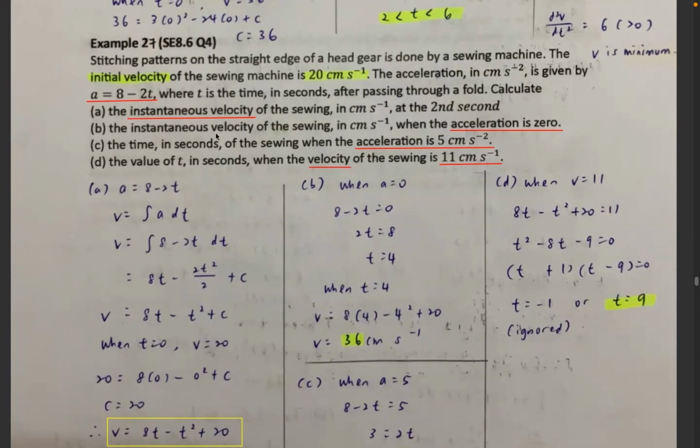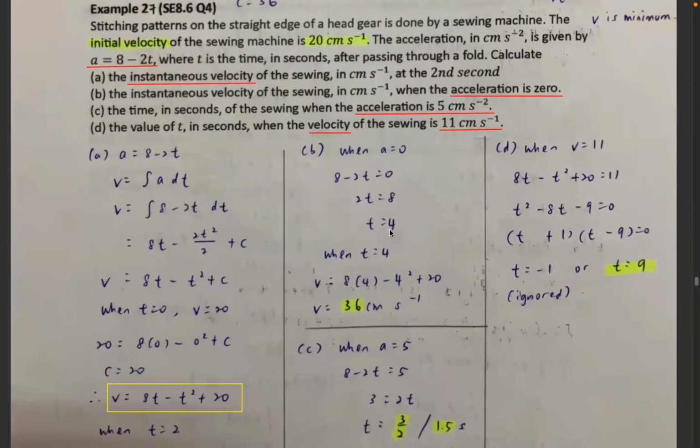B, calculate the instantaneous velocity of the sewing machine when the acceleration is 0. So when a equals 0, we try to find back the value of t, and we use the t value to find the answer for velocity. Okay, so when a equals 0, 8 minus 2t equals 0. So we have the answer t equals 4, and they are asking for instantaneous velocity. So we sub t equals 4 into the velocity equation. Then we have the answer v equals 36 cm per second.